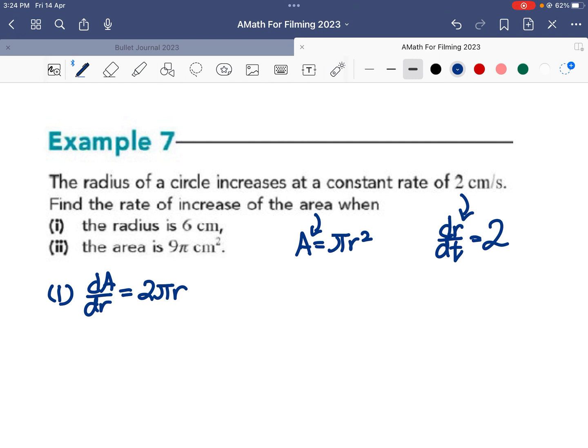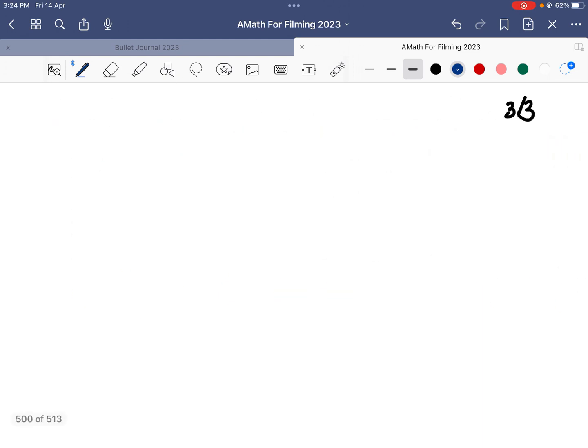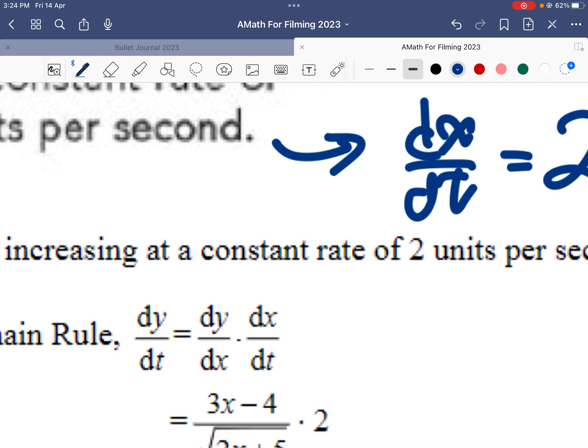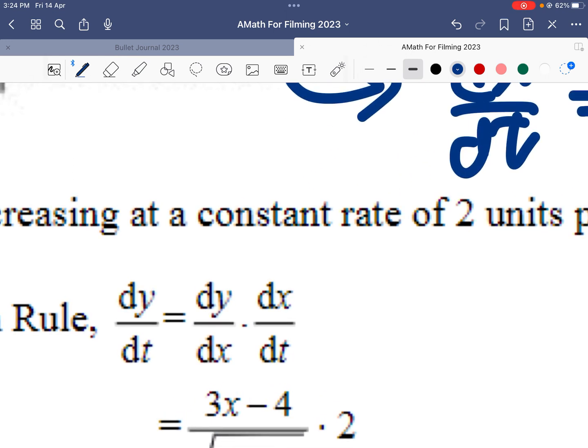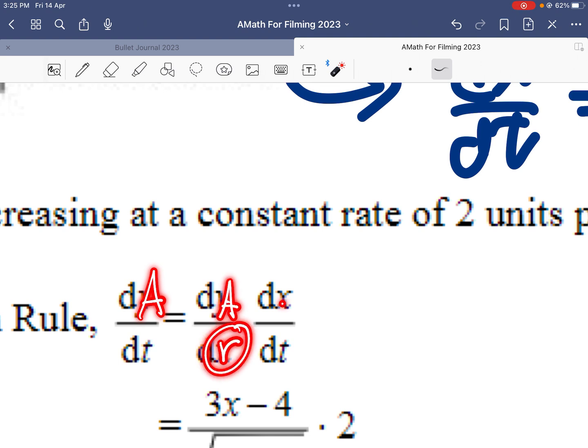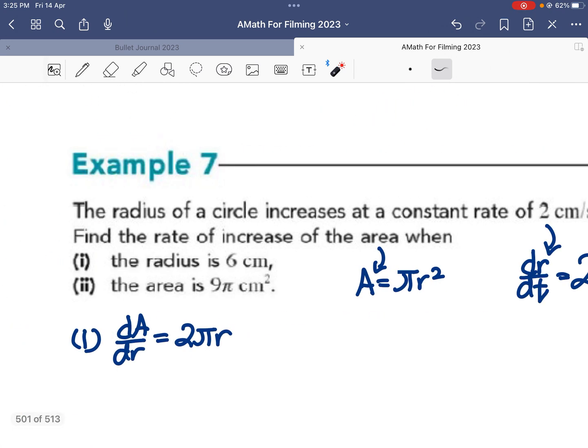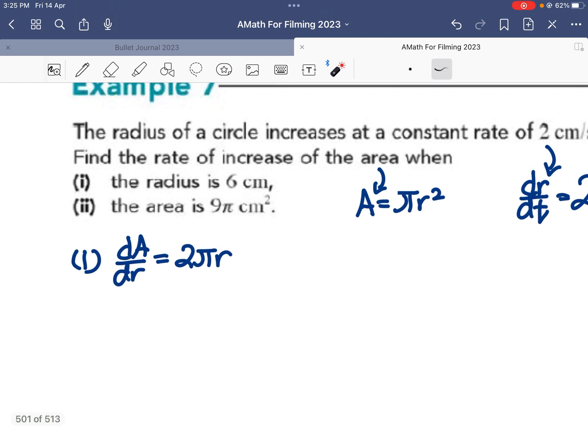Now, I want to find the rate of increase of the area. We need to create that relationship. For example, in the previous example, dy/dt equals dy/dx times dx/dt. Now we are not dealing with y; instead of y, we're dealing with A. So dA/dt is dA/dr, because now we have the r, times dr/dt. You have to make amendments to that equation that we learned previously.